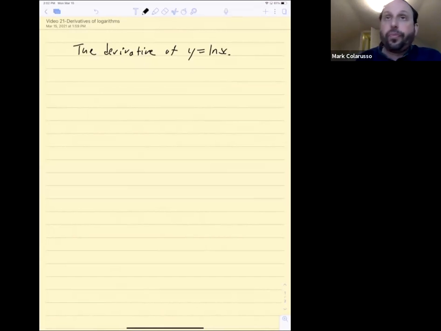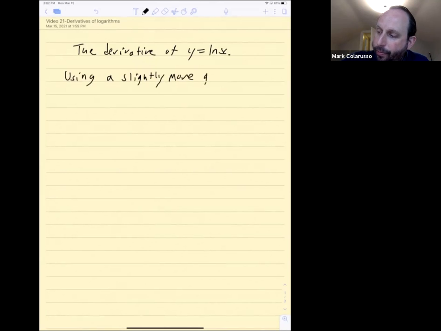All right. So I'm going to tell you what the formula for the derivative of ln x is. It's not hard to prove using the chain rule. It requires a little bit more sophisticated version of the chain rule that we didn't do, but it's not like a quantum leap. So using a slightly more general version of the chain rule.